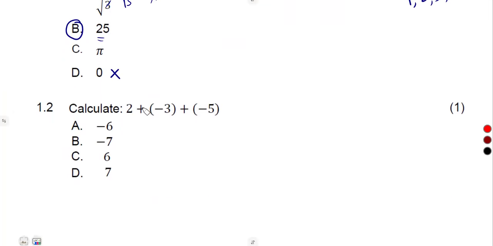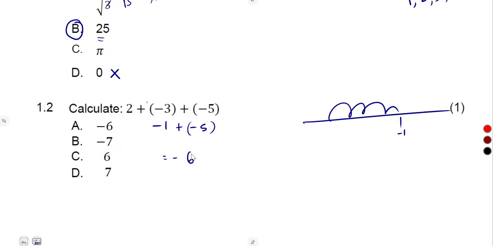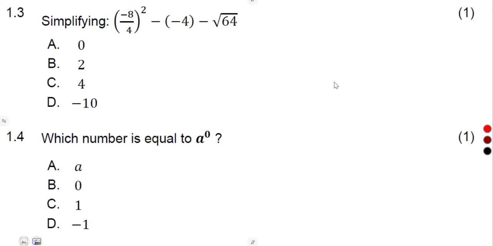Calculate 2 plus minus 3. So 2 plus minus 3, we are going to the left 3 times. So that's going to be -1 plus minus 5. We are also going to the left from -1. So we end up at -6. You just add these two, then put a negative on your answer. So -6, that's on A. Or you can just verify on your calculator.